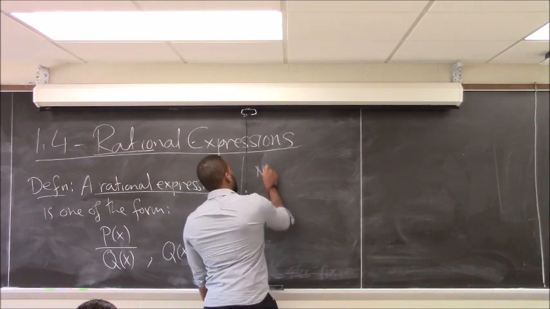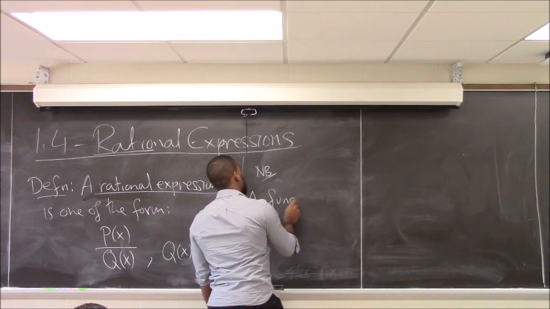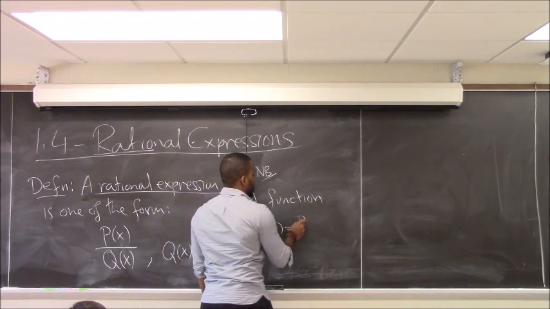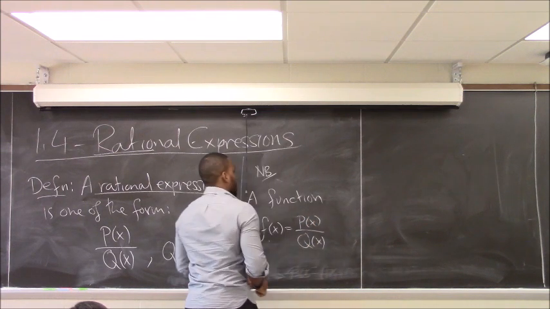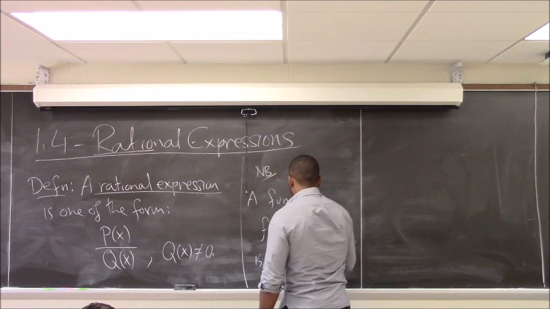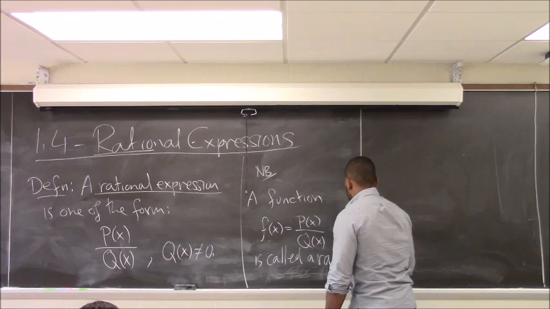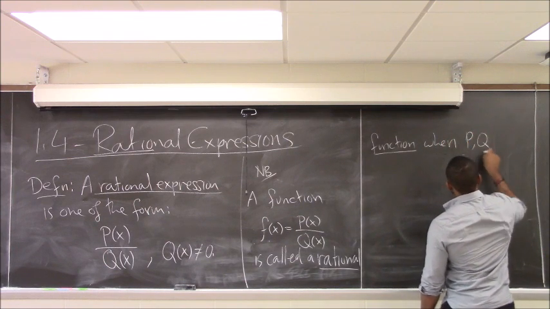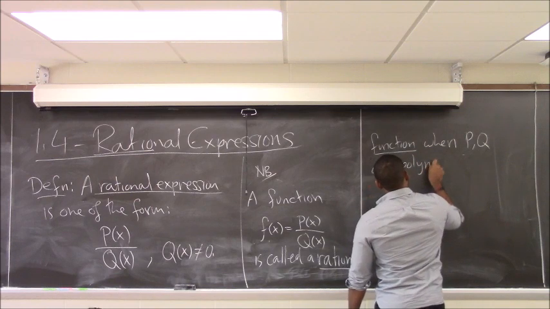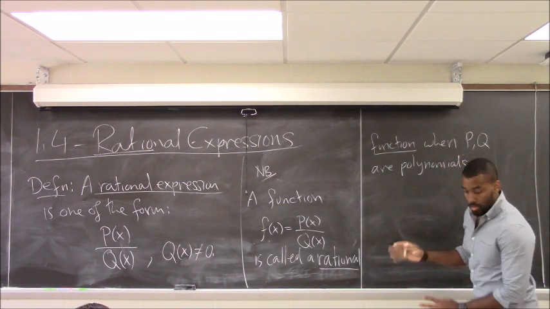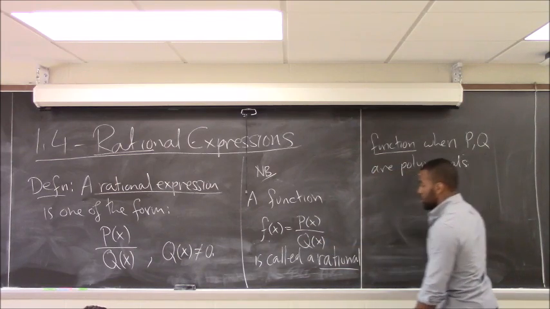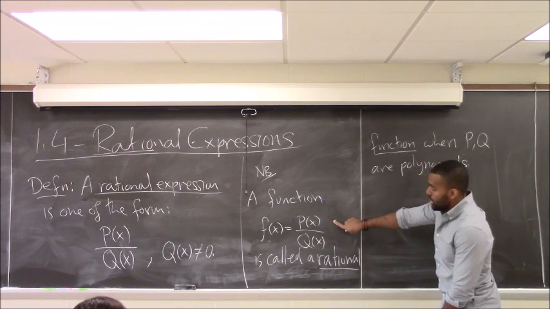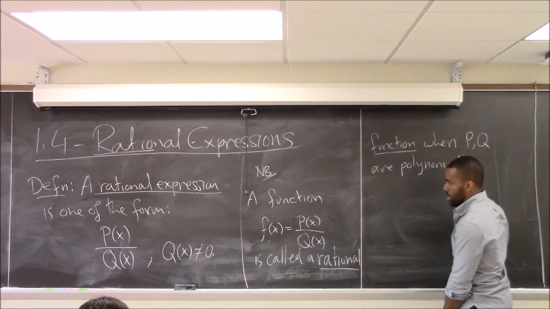And just a note here, a function, we'll talk about functions soon, but I think everyone kind of already knows what it is. If they look at, say, f of x equals p over q, it is called a rational function when p and q are polynomials. While we can, in theory, divide things that are not polynomials, whenever someone says we're looking at a rational function, they're always assuming that these two are polynomials. If they're not polynomials, you might call it an algebraic function or something like that.